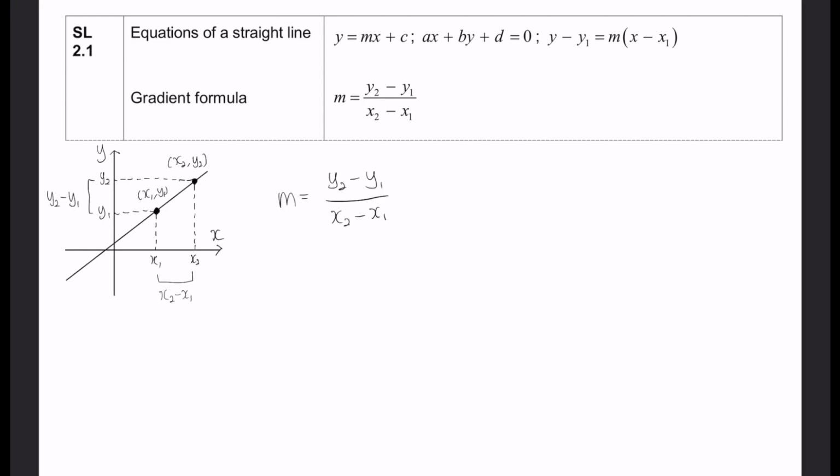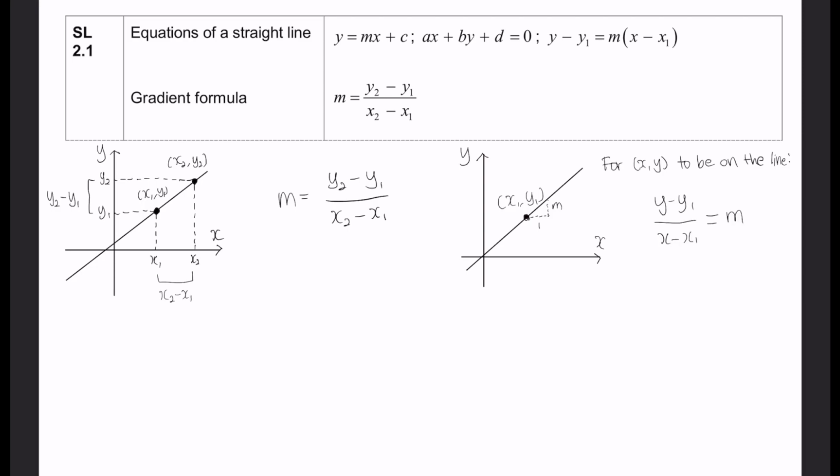Now, to derive the equations of a straight line, let's revisit the fact that the gradient is constant for all points in a straight line. In other words, if a line passes by a point x1, y1, and we also know that the gradient of the line is m, then we know that any coordinate x, y such that y minus y1 over x minus x1 equals m is on the line. If we multiply x minus x1 on both sides of the equation, we get the equation y minus y1 equals m(x minus x1).